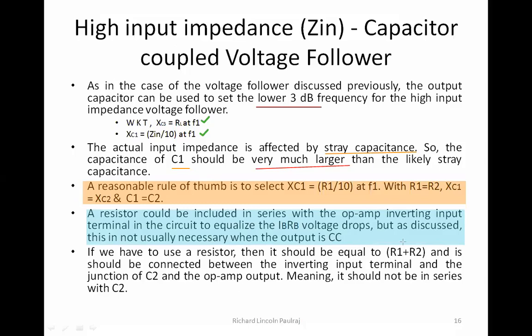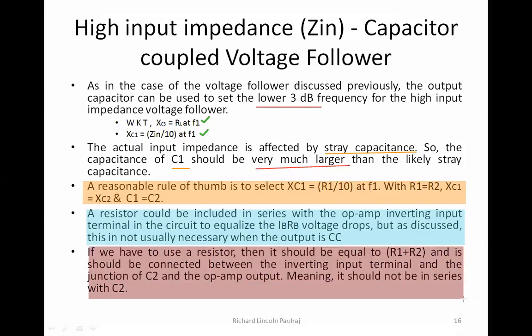It should be equal to R1 and R2. So as I mentioned previously, it should be R1 plus R2 divided by R2. So if in case I want to add another resistor along with my capacitor in the feedback line, please take note of this last point.